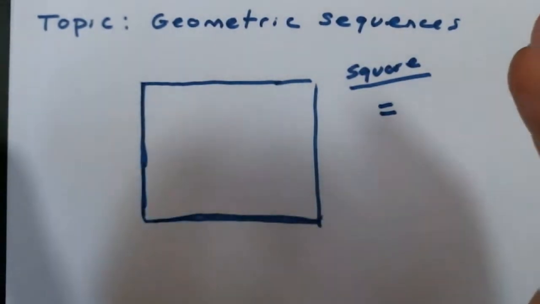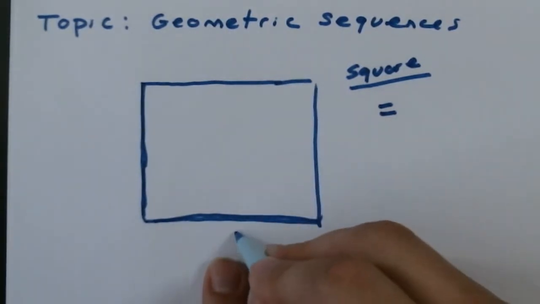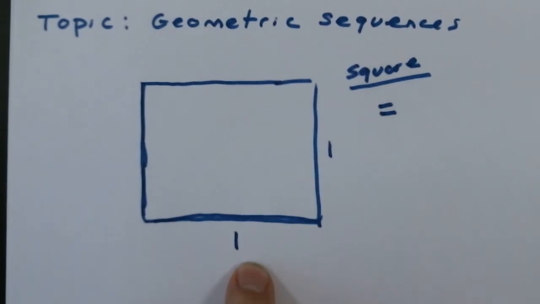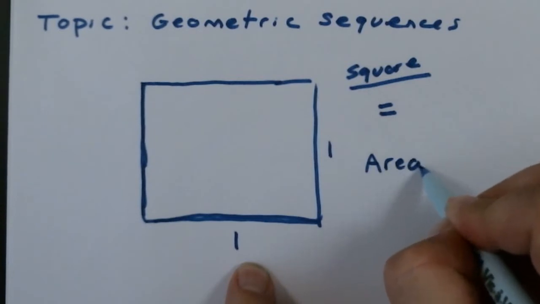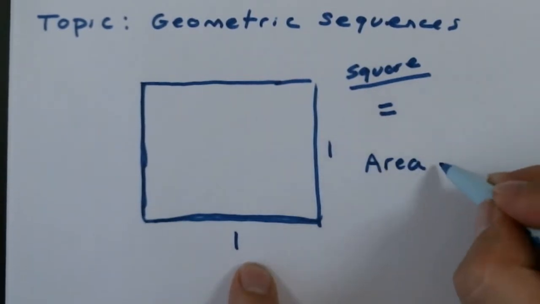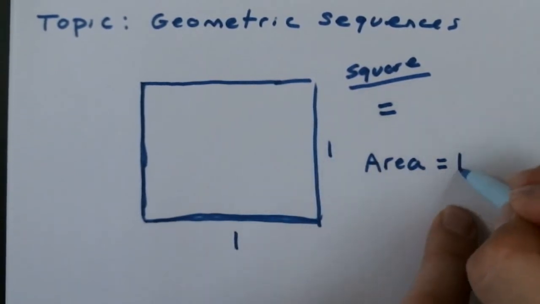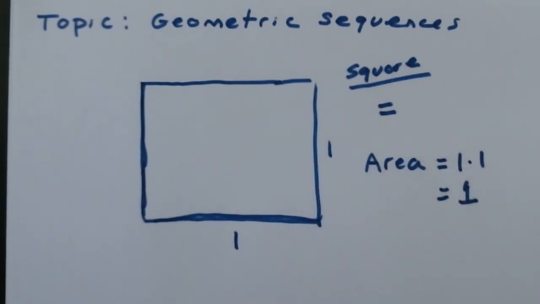Okay, I want us to take the area of this square. So let's call this side 1, this side 1. So hard question, what's the area of this square? And if you say, well, it's 1 times 1. So 1 times 1 equals 1. Okay. We can do the units later. So let's take a square of area 1, 1 by 1.